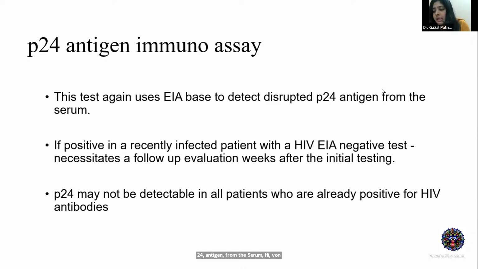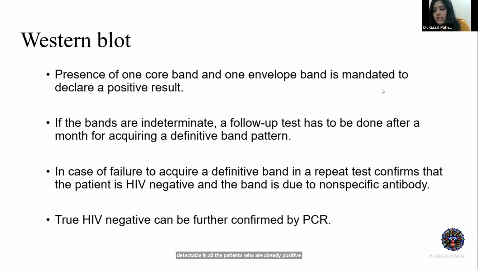However, they may not be detectable in all the patients who are already positive with HIV antigens. The Western blot, an immunosorbent blot technique, has been used to detect antibody. The patient serum reacts with the strip after the gel electrophoresis, and according to the type of antibody present, the serum will bind to the antigen and produce a characteristic color band. Presence of one core band and one envelope band is required to declare it a positive result.